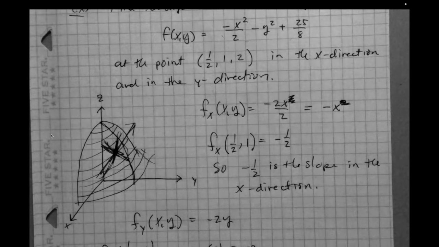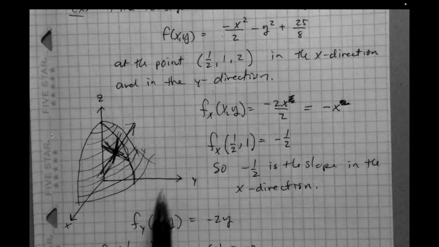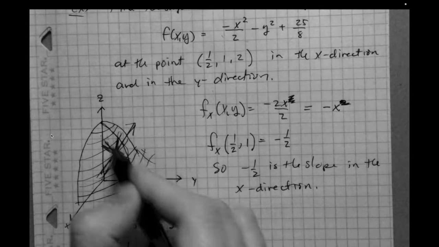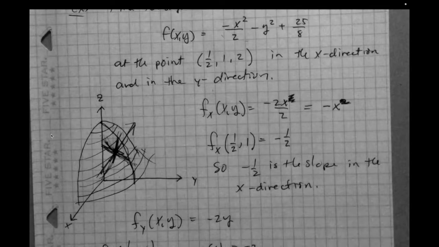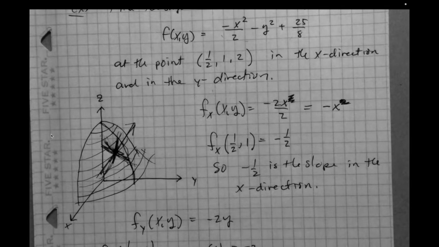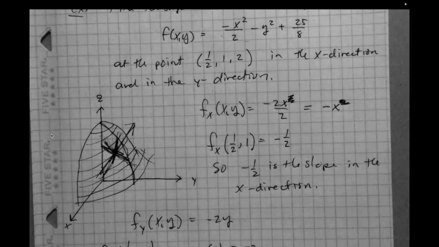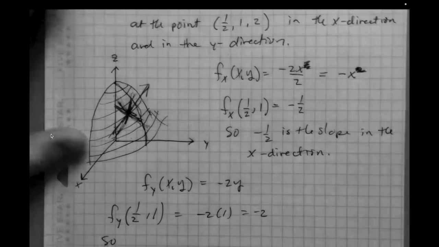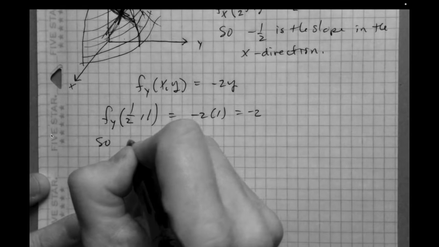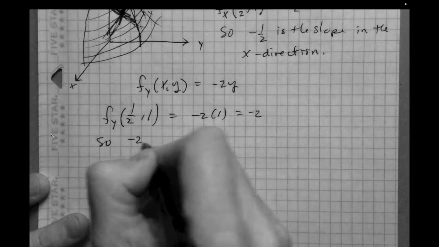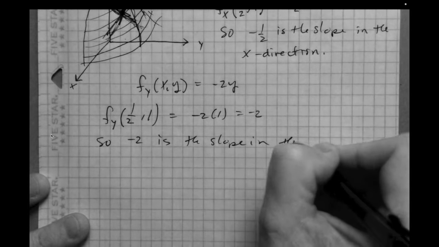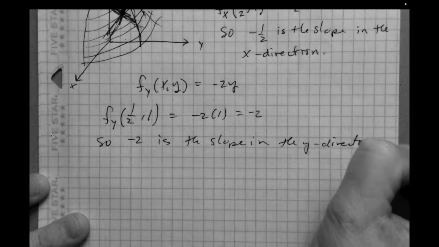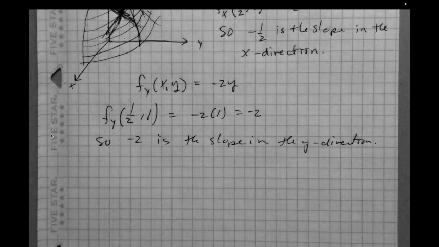Okay, and so here, this is the positive y-axis. We'd have to come down the slope here, and so that's why you would see a negative slope there. All right, very good. Right, so what would we say? We'd say negative 2 is the slope in the y direction. Okay, very good.